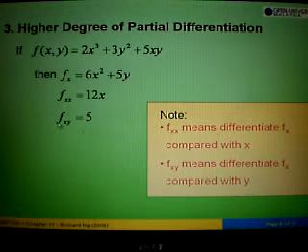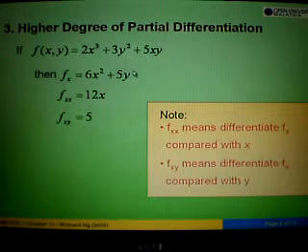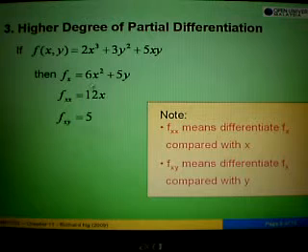If we are asked to find fxy, means we start from fx, then we differentiate compared with y. Since there is no y here, we ignore. Now here we have 5y. When we differentiate 5y, the answer is 5. Okay?